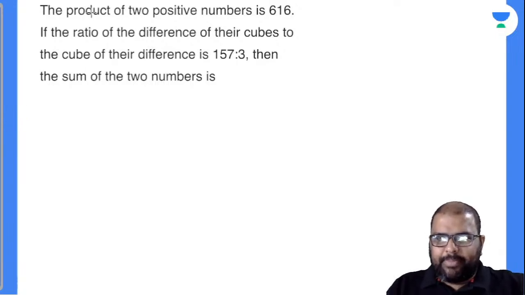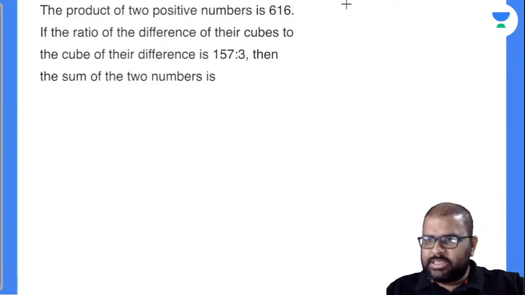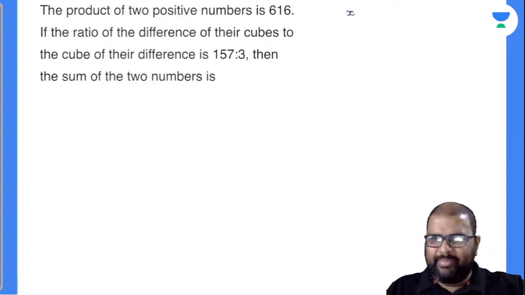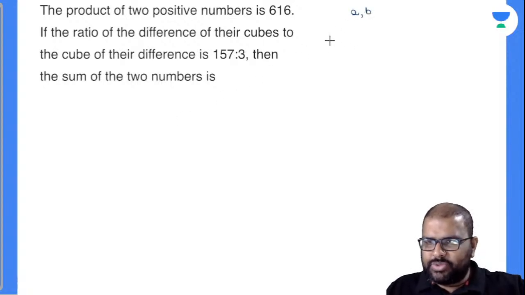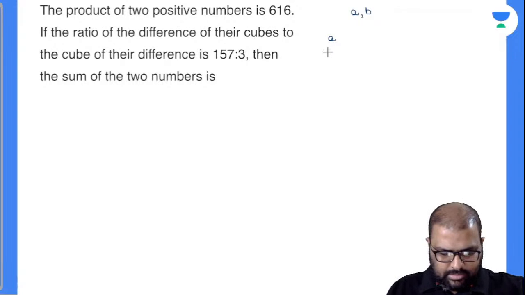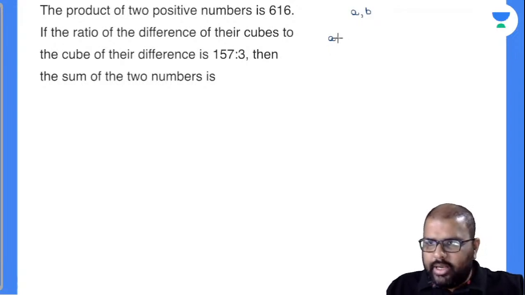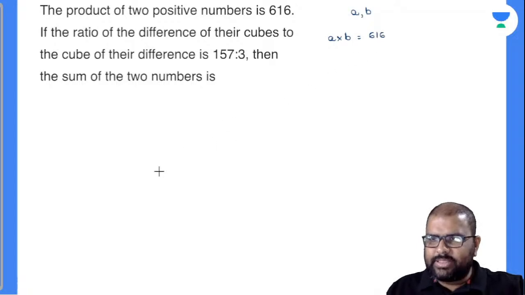Right. The product of two positive numbers. Let us suppose those two positive numbers are x and y, or a and b. Your wish. Shall I take a and b? A comma b. Now, the product is a into b, equal to 616.